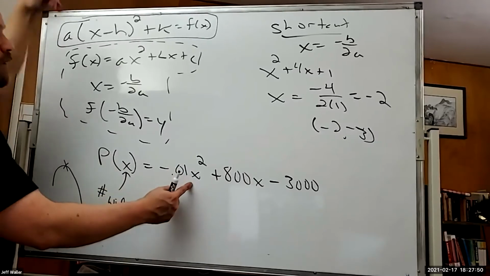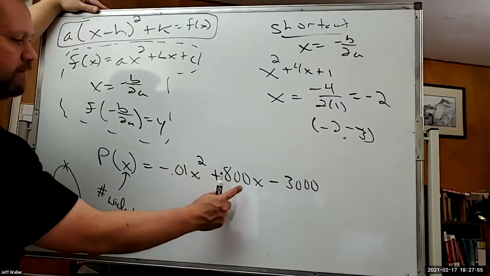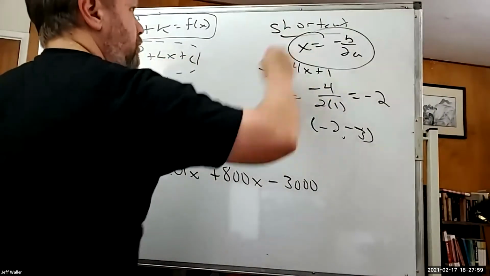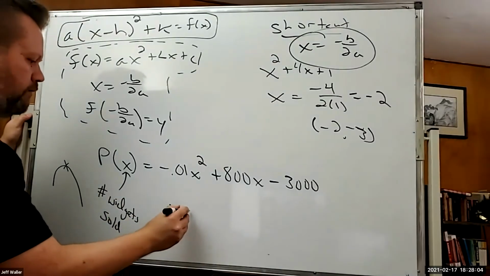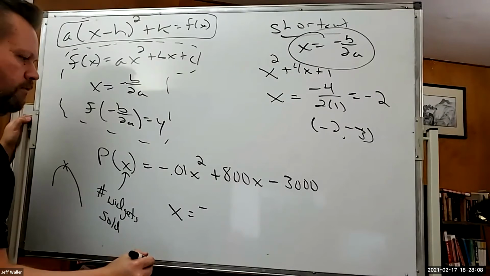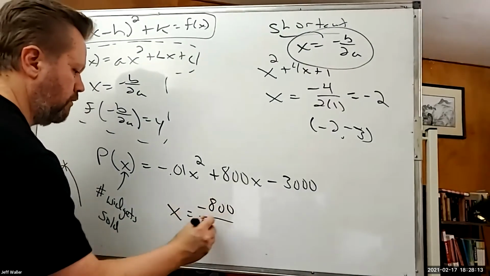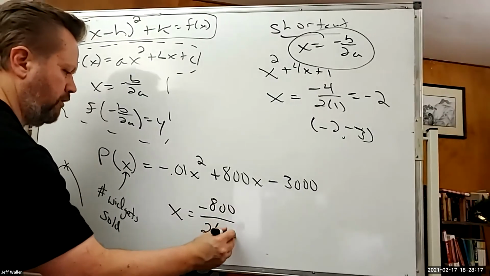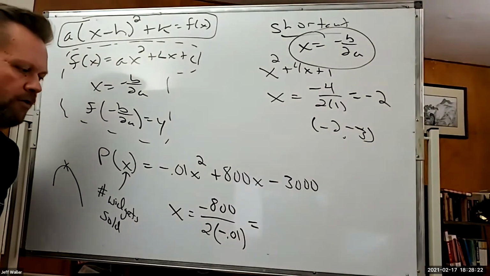So do you want to do it this way, where I factor this out and cut the thing in half? Oh, no. I'd much rather do it that way, right? So what's B? 800. What's A? Negative 0.01. Right? So if you do that, what do you get?